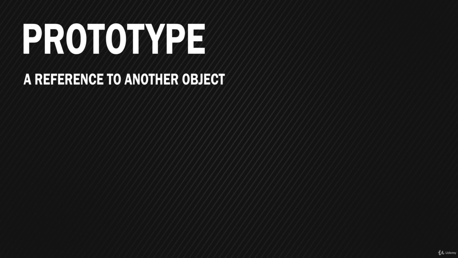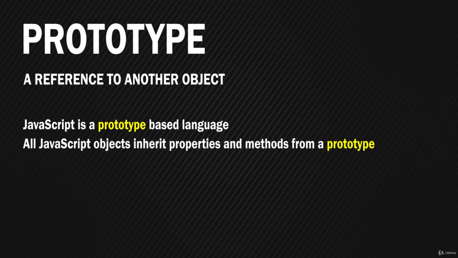We've had a look at an example, but let's dive a bit more into prototypes and what they actually are, so it becomes very intuitive for you. A prototype is just a reference to another object. That's all it is. And remember, JavaScript is a prototype-based language. So this means that all JavaScript objects inherit properties and methods from a prototype.